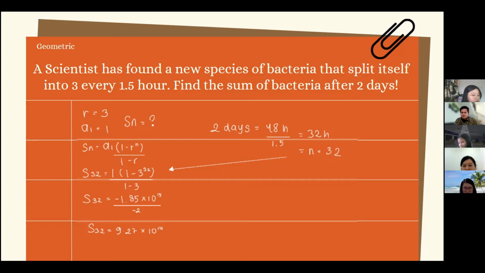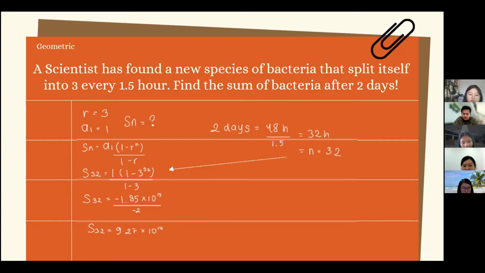Here we can see R is 3 because that's the common ratio. A1 is 1 because we started with 1 bacteria. For N, the amount that we want to find, it is 2 days, so we have to divide 2 days, which is 48 hours, by 1.5 hours, which gives 32.